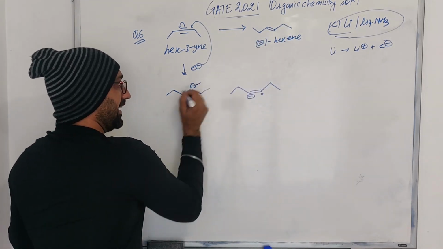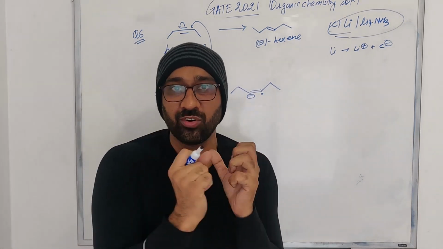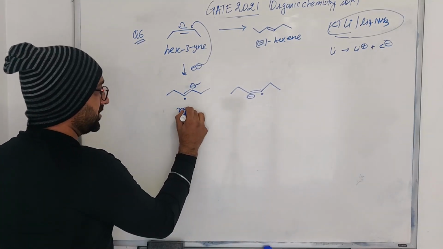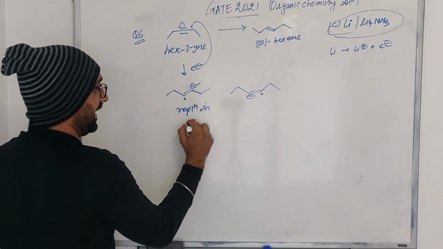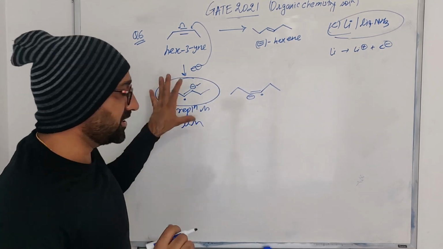What you have is this particular negative charge and this radical. Both are electron-rich species. When they are trans to each other, the repulsion is less. So that is the reason why this trans arrangement is favored.